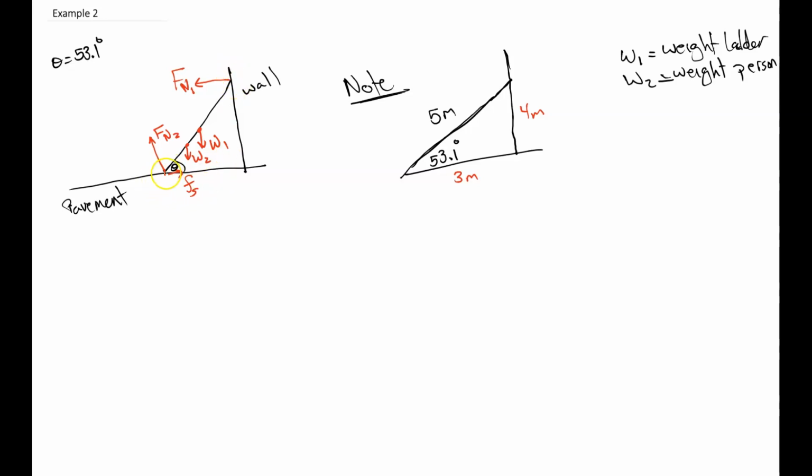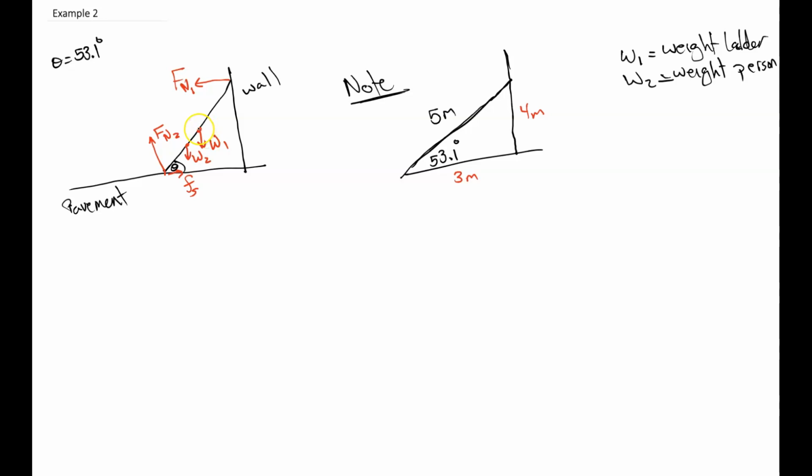On the bottom end, we have the contact force between the pavement and the ladder, Fn2, which is strictly upward. And then in order to prevent the ladder from sliding, there has to be a static force of friction, F sub s, pointing to the right.